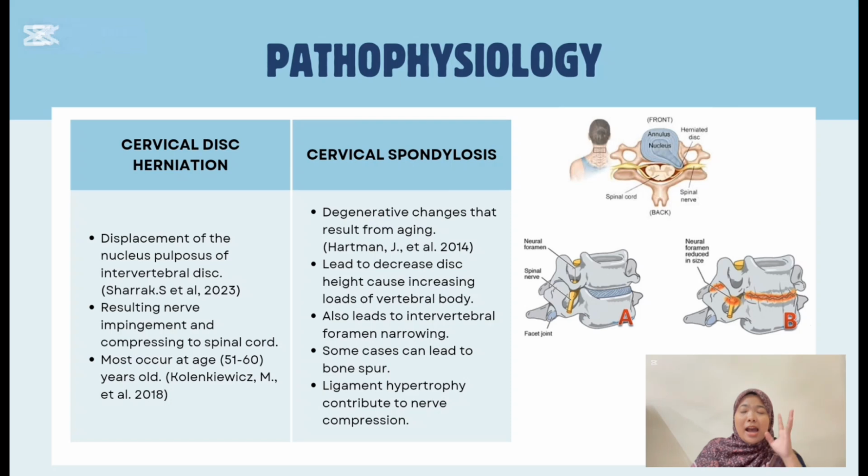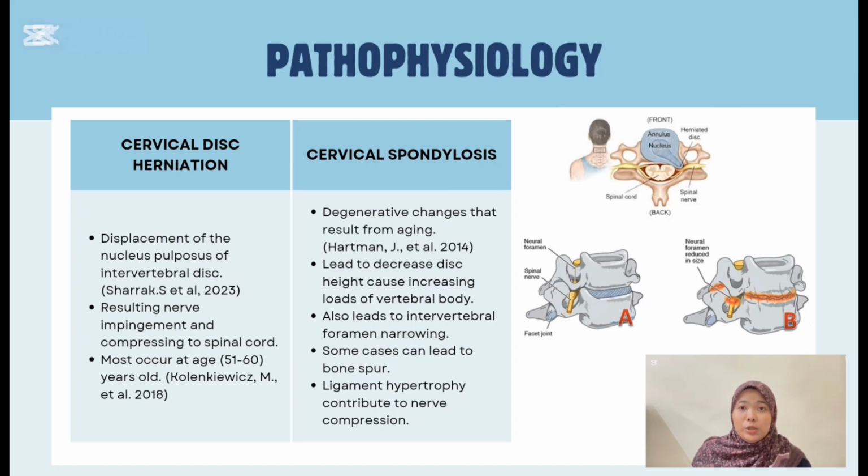If a patient gets cervical spondylosis, there is a higher chance that it will lead to cervical radiculopathy. It involves degenerative changes that result from aging. When we talk about aging, we know that as we age, our bone density decreases, which leads to a decrease in the height of the intervertebral disc. It will also narrow our intervertebral foramen. Because of the narrowing of the intervertebral foramen, it will impinge and compress our spinal nerve.